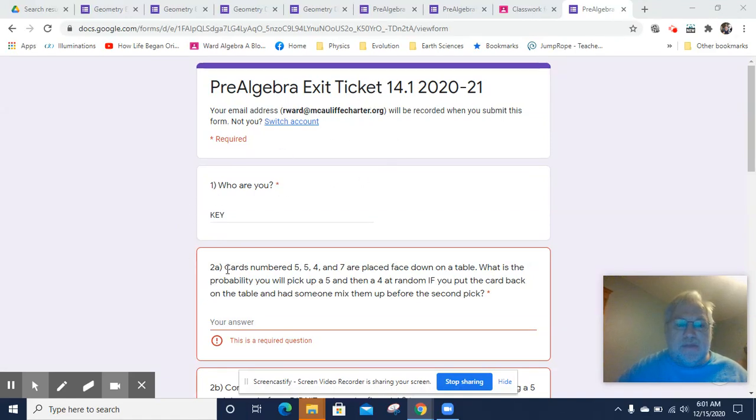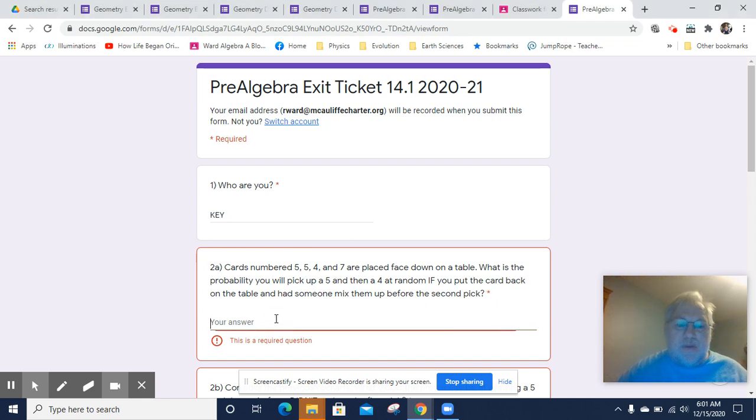So in this first case, you've got four cards on a table. There's a 5, there's a 5, there's a 4, and a 7, and you're not able to look at them, and you're not psychic, apparently. So what's the probability you will pick a 5 and then a 4 at random if you put the card back on the table and had someone mix it up?